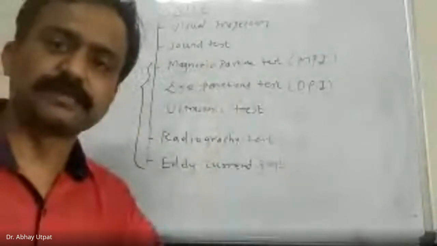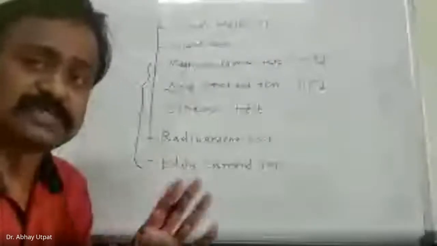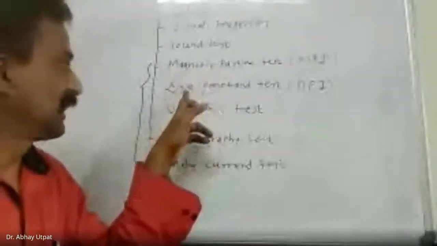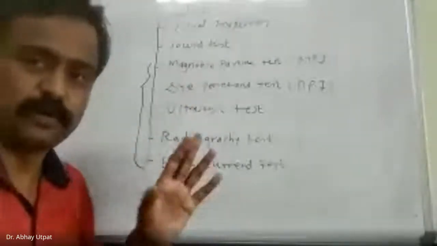Subsurface means below the surface level, not visible to your naked eyes, inside the body. Can you see your stomach? No. See your heart? No. You can see the fingers and palm that way. The crack which is inside the metallic body, how to check these cracks? So: magnetic particle test, dye penetrant test, ultrasonic test, radiographic test, and eddy current test.